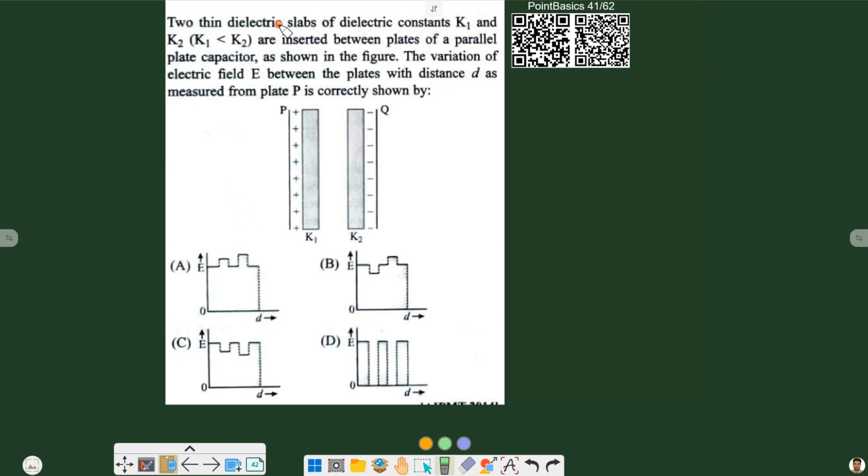Two thin dielectric slabs of dielectric constant K1 and K2 are inserted between the plates of a parallel plate capacitor as shown in the figure. Variation of electric field E between the plates with distance D as measured from the plate P. So measurement is done from plate P, and these are dielectric slabs, not conducting slabs. This is a dielectric slab and this is a dielectric slab.